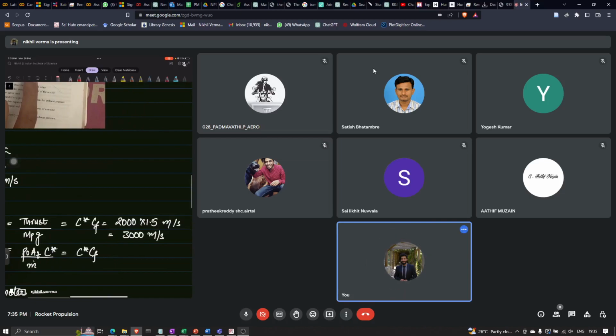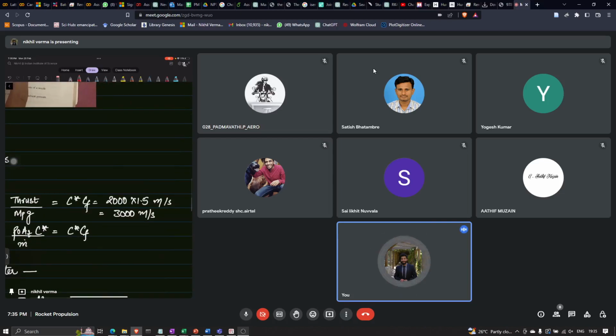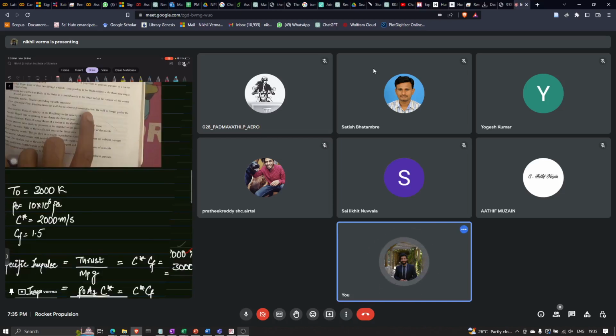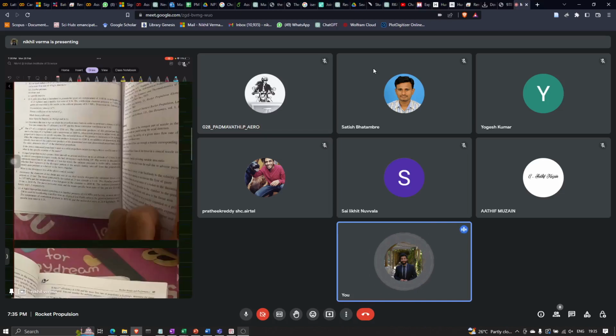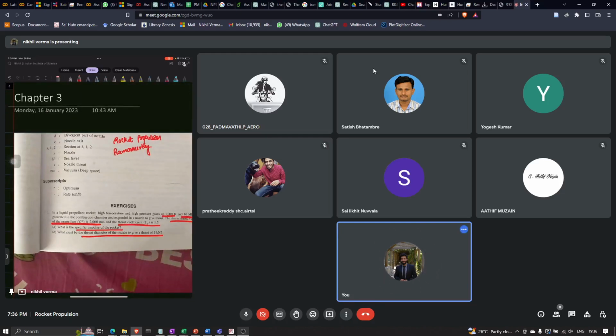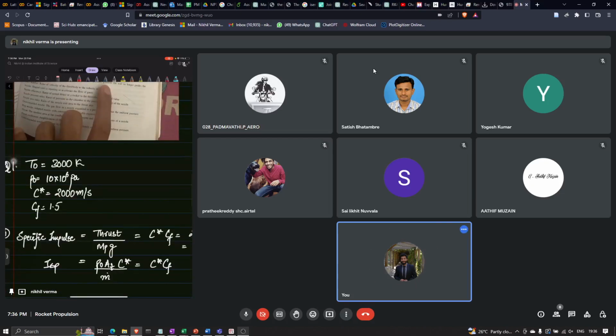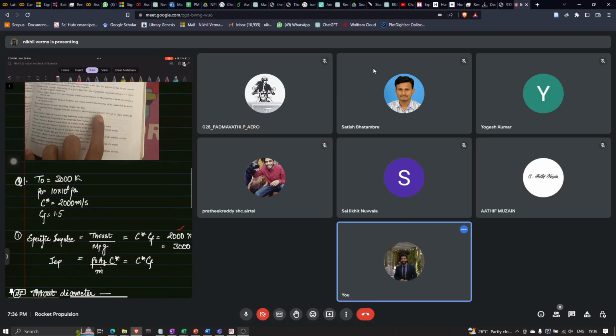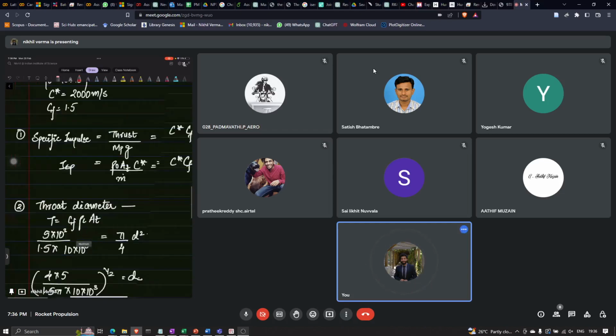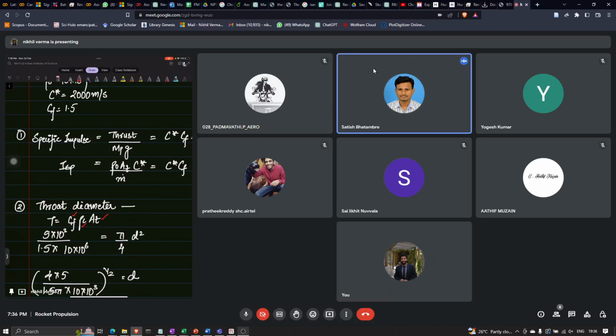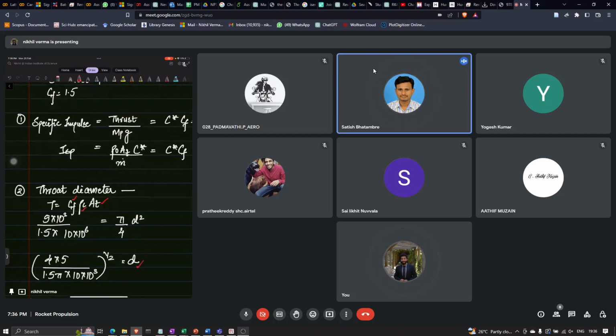So it is just 2000 multiplied by 1.5. Yeah, you're right. So next thing is you have to calculate what is the throat diameter for 5 kilonewtons of thrust. So how will you calculate this? Any idea? For throat diameter, the thrust is equal to coefficient of thrust multiplied by chamber pressure multiplied by the throat area. Okay, you can use this relation to calculate what is the throat diameter of the nozzle.